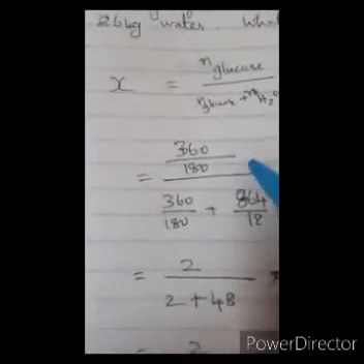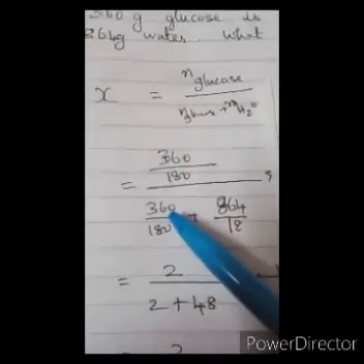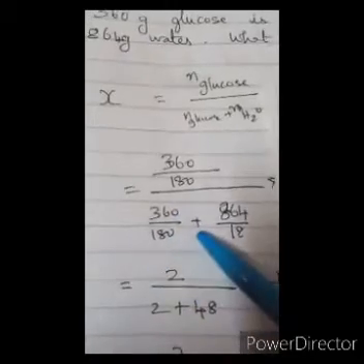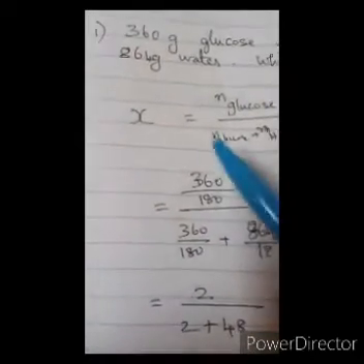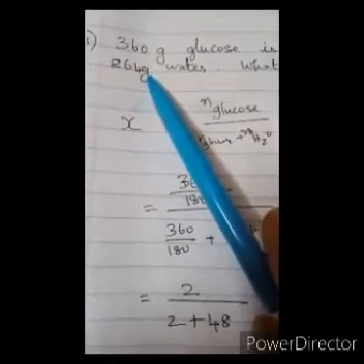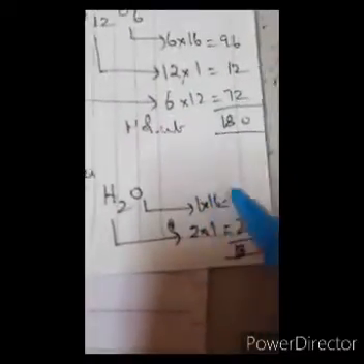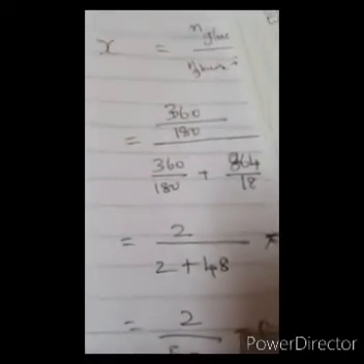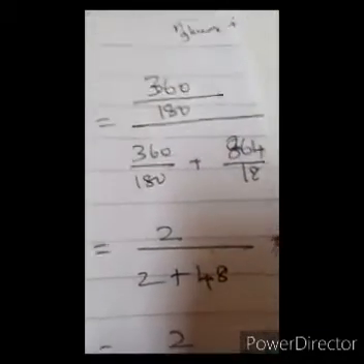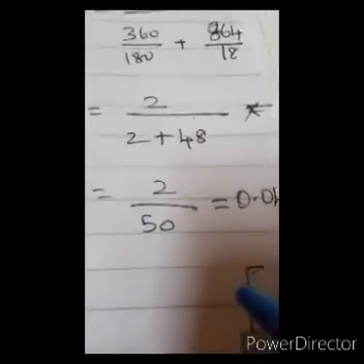So 360 divided by 180, divided by 360 by 180 plus 864. That is the amount of water mentioned in the question. So 864. For water, the molecular weight is 18. So 864 divided by 18. So we get 2 by 2 plus 48. That is equal to 2 by 50. That is 0.04. There is no unit for mole fraction because it is a ratio.